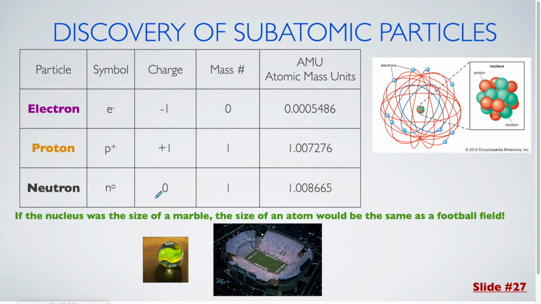Now, one last thing here about all these subatomic particles. If you wanted to try to visualize this, the scale of the atom and what exactly is happening. If the nucleus, which contains the protons and neutrons, were the size of a marble, then the entire atom would be the same as a football field. So imagine this marble at the very center of Beaver Stadium here. You would have to go all the way out to the very edge before you started to get to the electrons. So most of the atom is empty space.